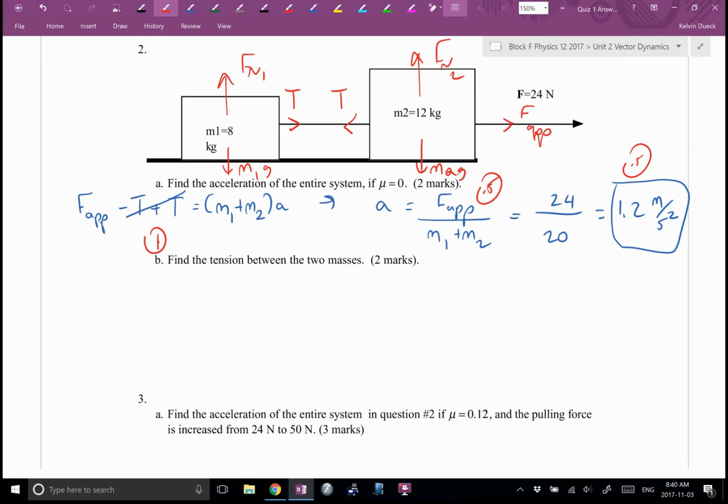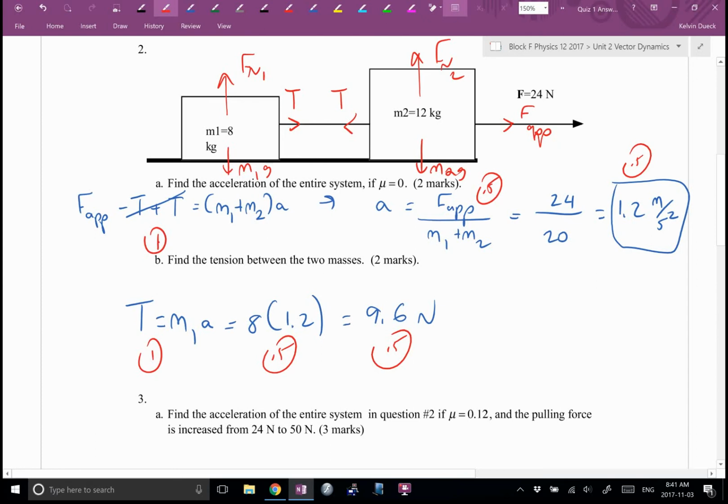Find the tension between two masses. I'm going to go tension equals M1A. You could also go 24 minus tension equals M2A, but I cleverly picked the one where tension is by itself already. It's going to be 8 times 1.2. I should be able to do that in my head. It's going to be 8 plus 1.6. 9.6 newtons, yes? 2 out of 2 if you got that. Otherwise, I would give you 1 mark for that, half mark for the numbers, and a half mark for the answers.